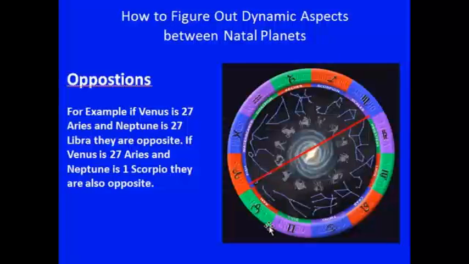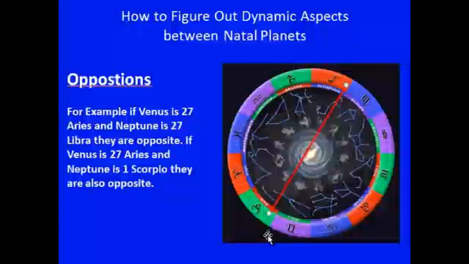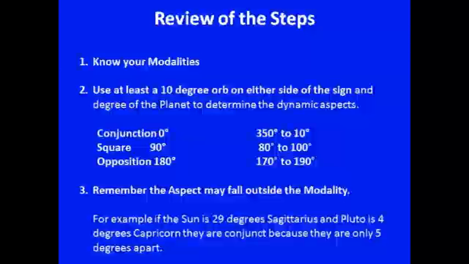Okay, so it could be the same thing if we said a planet was at the late degrees of Taurus. So say it's at maybe 28 degrees of Taurus, and something's in early degrees of Sagittarius. That would also be an opposition. So knowing how the planets are in relationship to each other can really help us in figuring out what the natal aspects are.